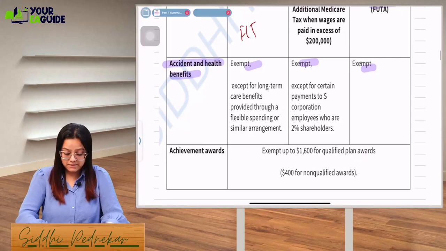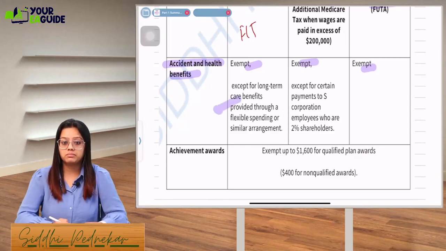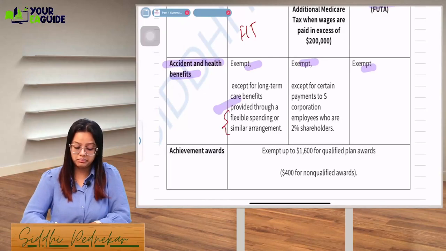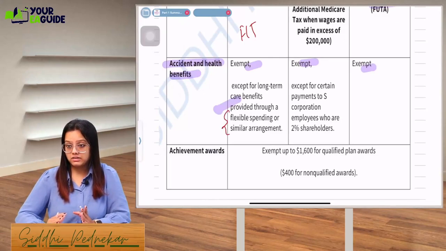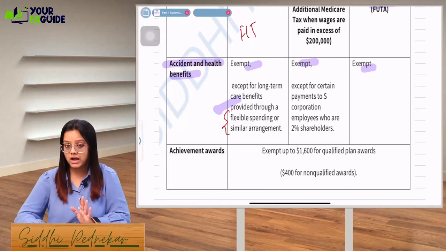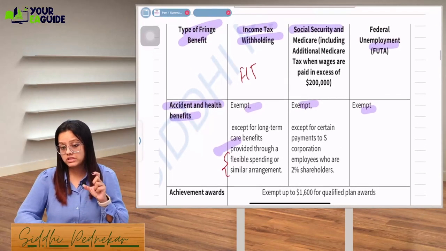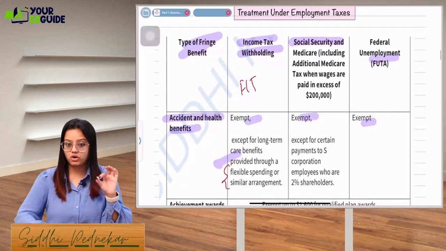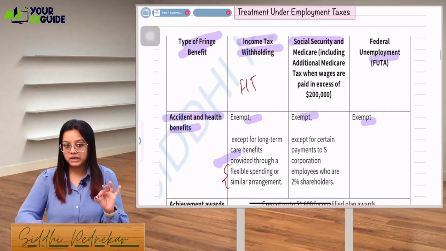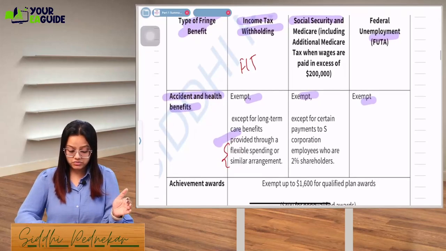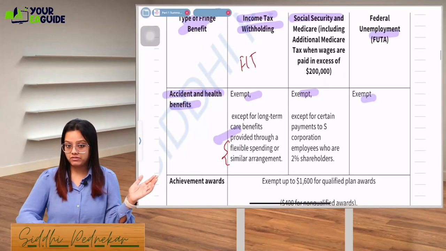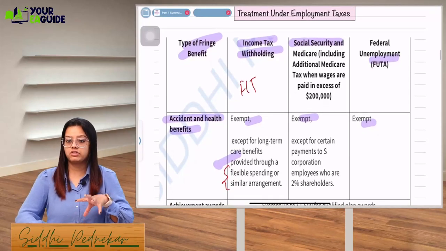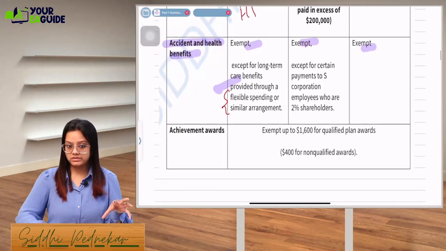Okay, an exception is given, that is for a long-term care benefit provided through a flexible spending or a similar arrangement. We have already done the meaning in the class. This is just a revision lecture, so the purpose of this lecture is just to make you revise the topics which we have already done. I'm not going to take each and every topic in detail. Okay, so type of fringe benefits: if it's an accident or health benefit plan, it will be exempt from any withholding. It will be exempt from federal income tax, and exempt from social security, Medicare and FUTA taxes.